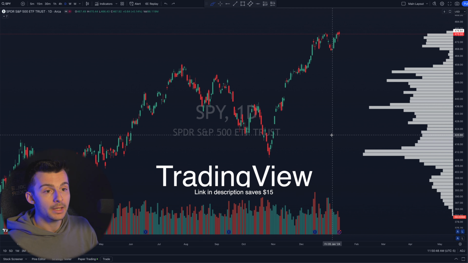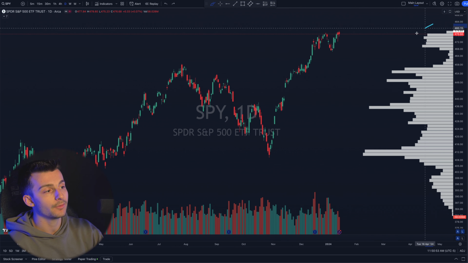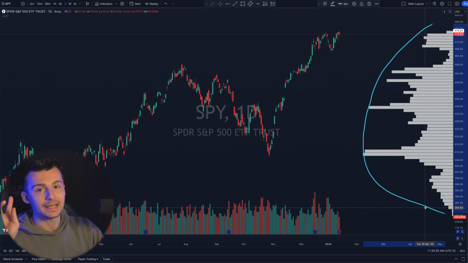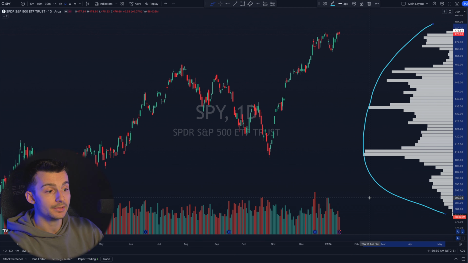You don't have to use a paid platform. Now, there are components to this platform, indicators such as the volume profile, that are behind a paywall. But there are other platforms, for example, Webull, where you can chart your stocks, see charts like this. Might look a little bit different, but you can customize it.